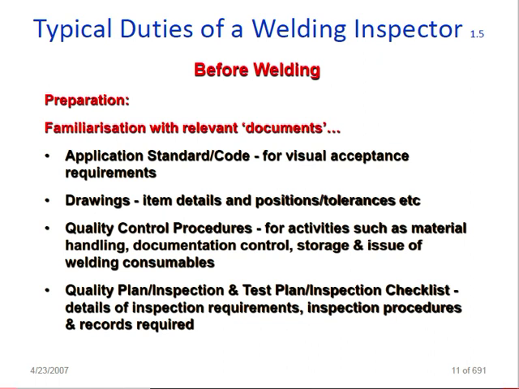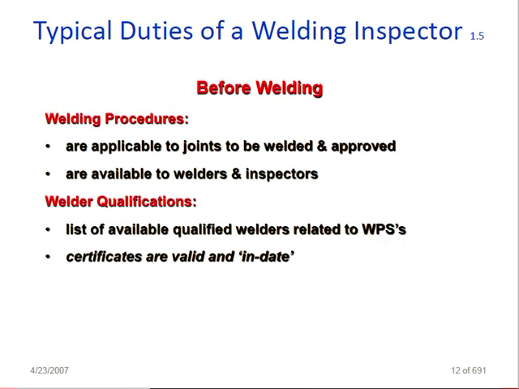Quality plan, inspection and test plan, inspection checklist. The ITP, the inspection and test plan, is very important. And the checklist: what needs to be checked before proceeding with any activity. We need an inspection checklist. Details of inspection requirements, inspection procedure, and records required. This is before welding; we need to check all these things. Also, before welding, we have to check that welding procedures are applicable to the joints to be welded and approved.